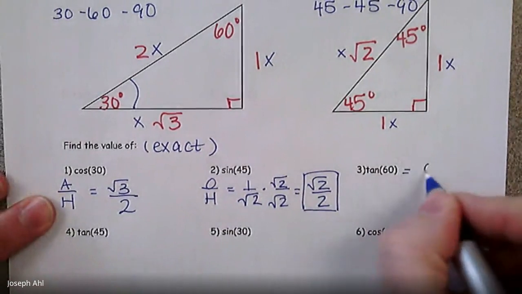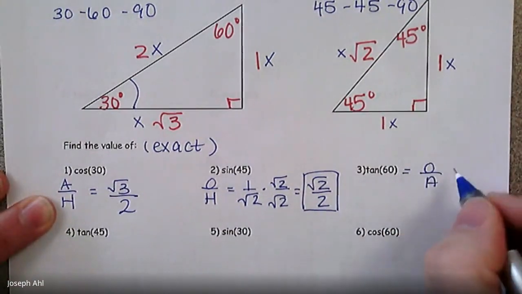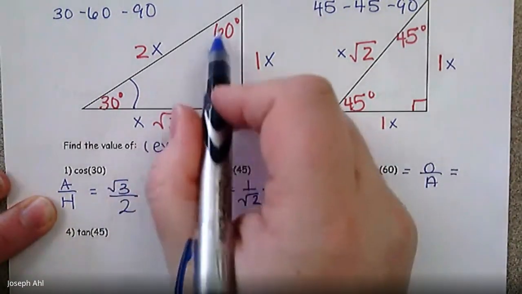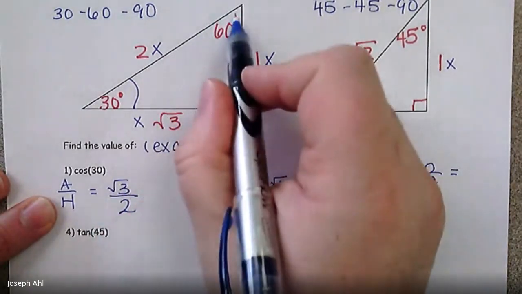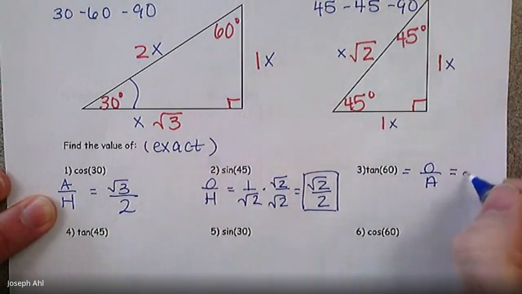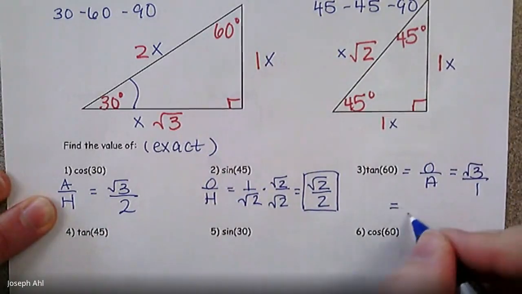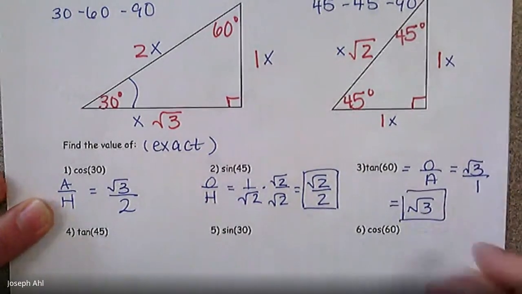Tan 60, tan remember is opposite over adjacent. The opposite is radical 3 from 60, right? Make sure you're going from 60. Opposite is radical 3. The adjacent side is 1. Radical 3 over 1 could just be written as radical 3.